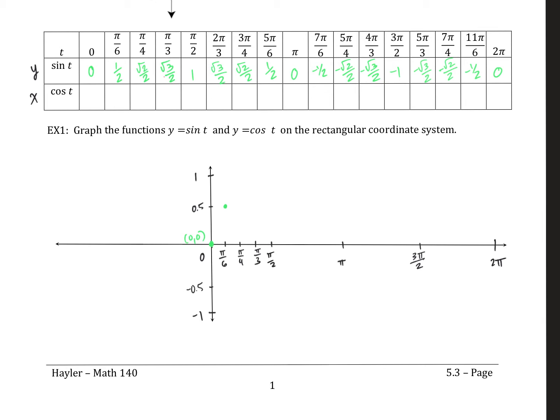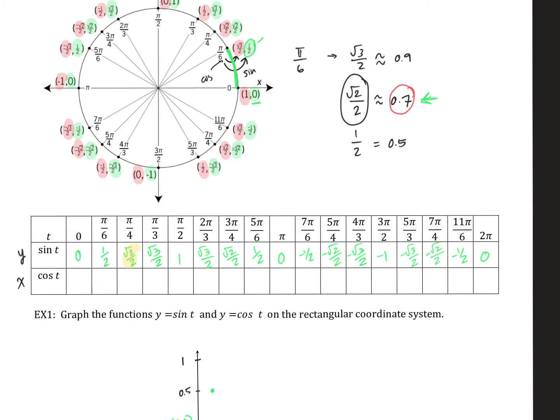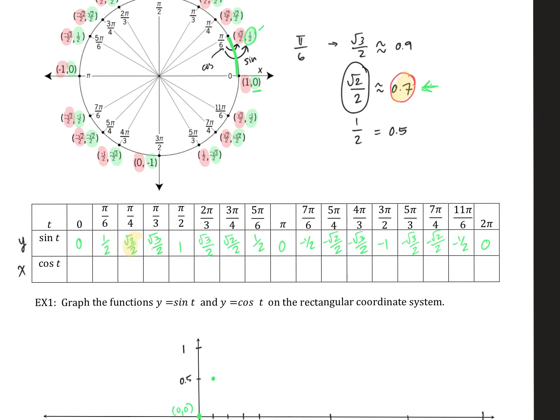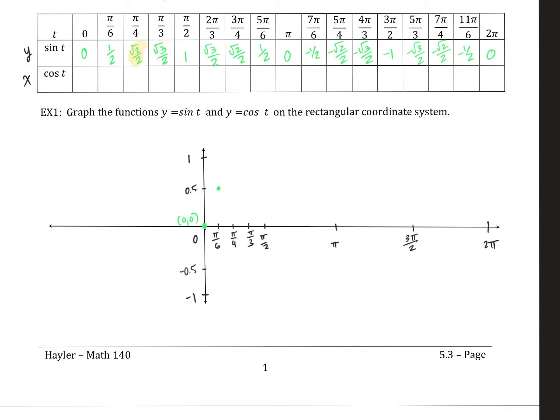So that would be pi over 6, half. And then we have pi over 4, should be root 2 over 2. But remember, root 2 over 2, we said we can approximate to about 0.7. So close to 1, but not quite at 1. Goes up to about here.